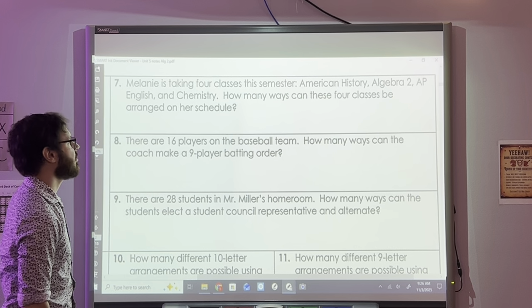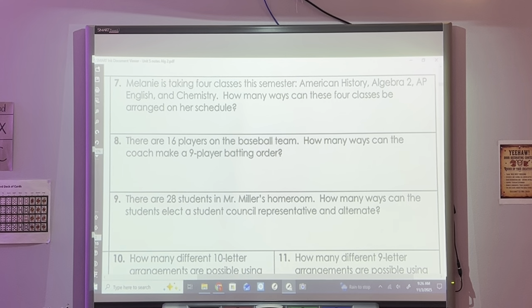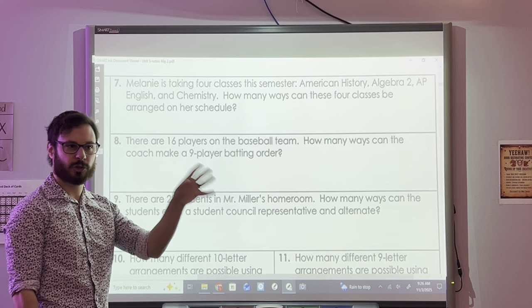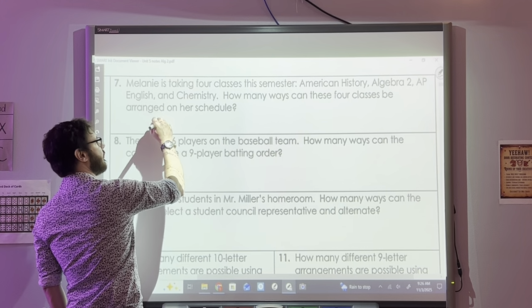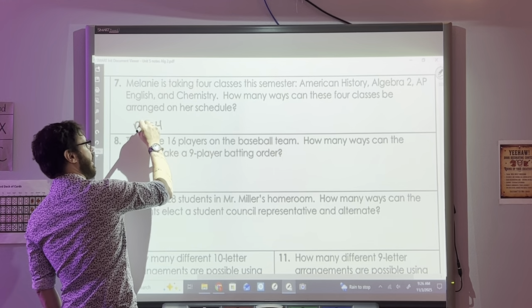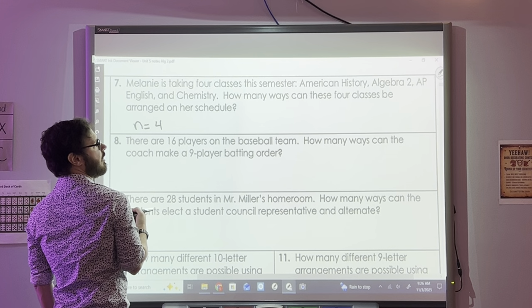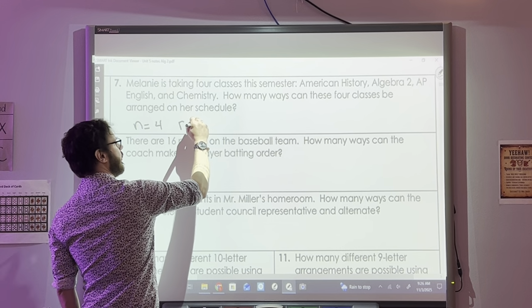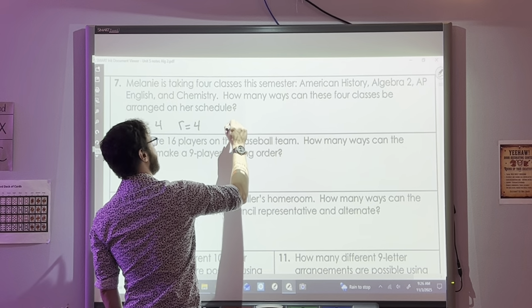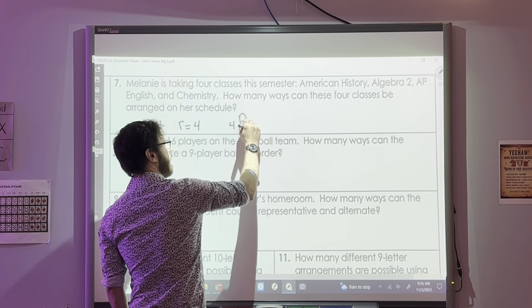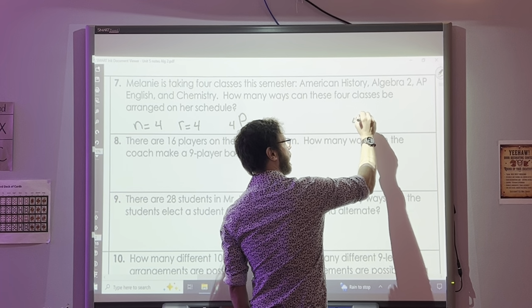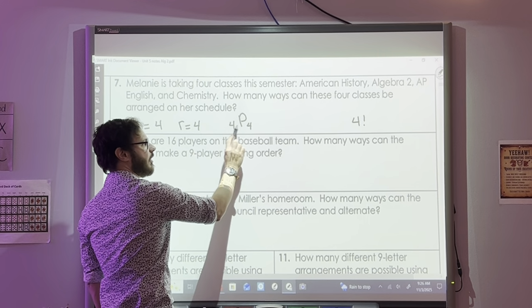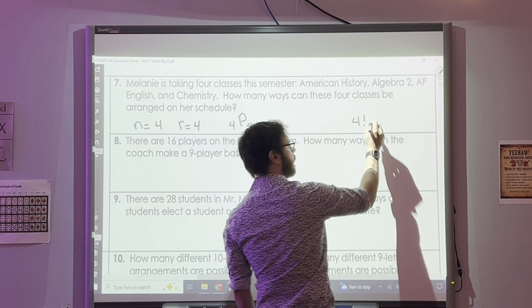Melanie is taking 4 classes: American History, Algebra 2, AP English, and Chem. How many different ways can these 4 classes be arranged on your schedule? Again, order is important. If you have Algebra first hour, you can't take it again 4th hour. So I have 4 classes, that's my n. How many different ways can I take all 4? r is going to be 4. So this is going to be 4P4, which is the same as 4 factorial, because when these letters are the same, you can make it into a factorial.